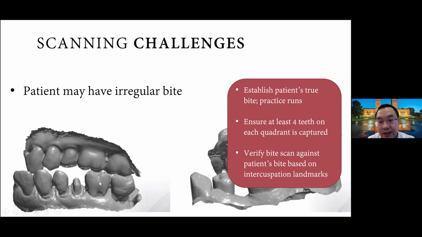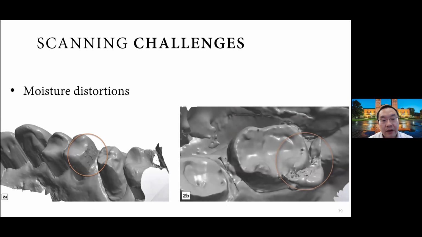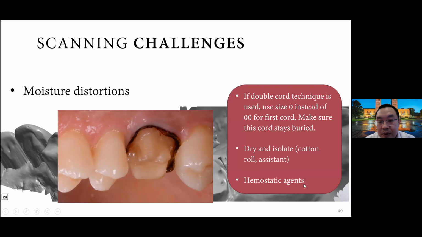Okay, those are tricks that you can use to ensure that you have an accurate bite registration. Moisture distortions: it is even more important for you to isolate the tooth and keep it dry when you're scanning, right? If you have moisture, it's going to distort your image, especially if you have a margin that's slightly subgingival. So what do you do? Double cord technique if you can.